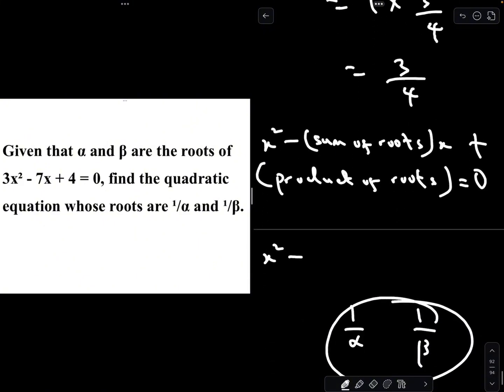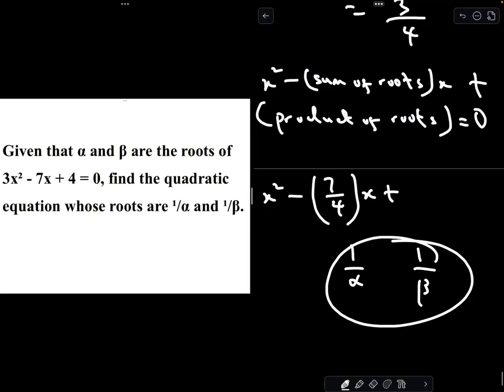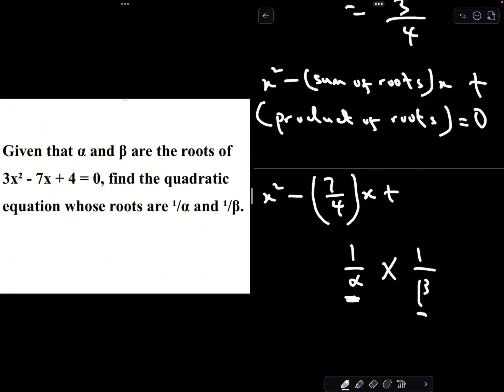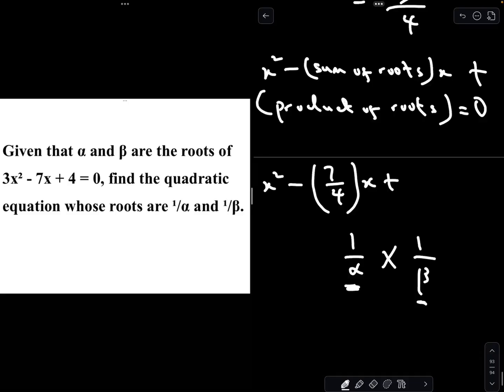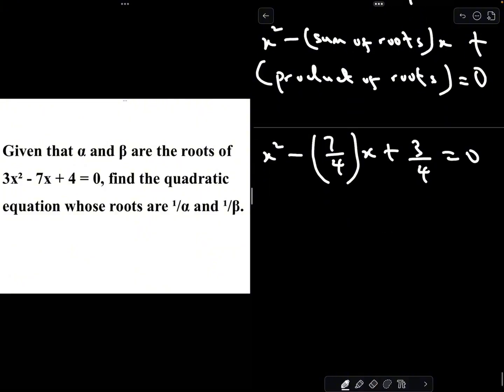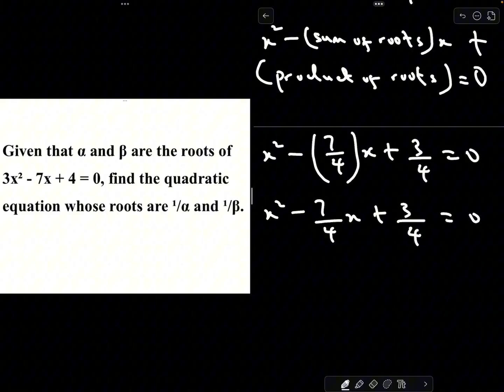That will be x squared minus 7 over 4 times x plus product of the roots. The product of the roots 1 over alpha and 1 over beta is 3 over 4. That's plus 3 over 4 equals 0. This is how to find a quadratic equation when its roots are given. And what do we do here? This is the same as just saying x squared minus 7 over 4 x plus 3 over 4 equals 0.